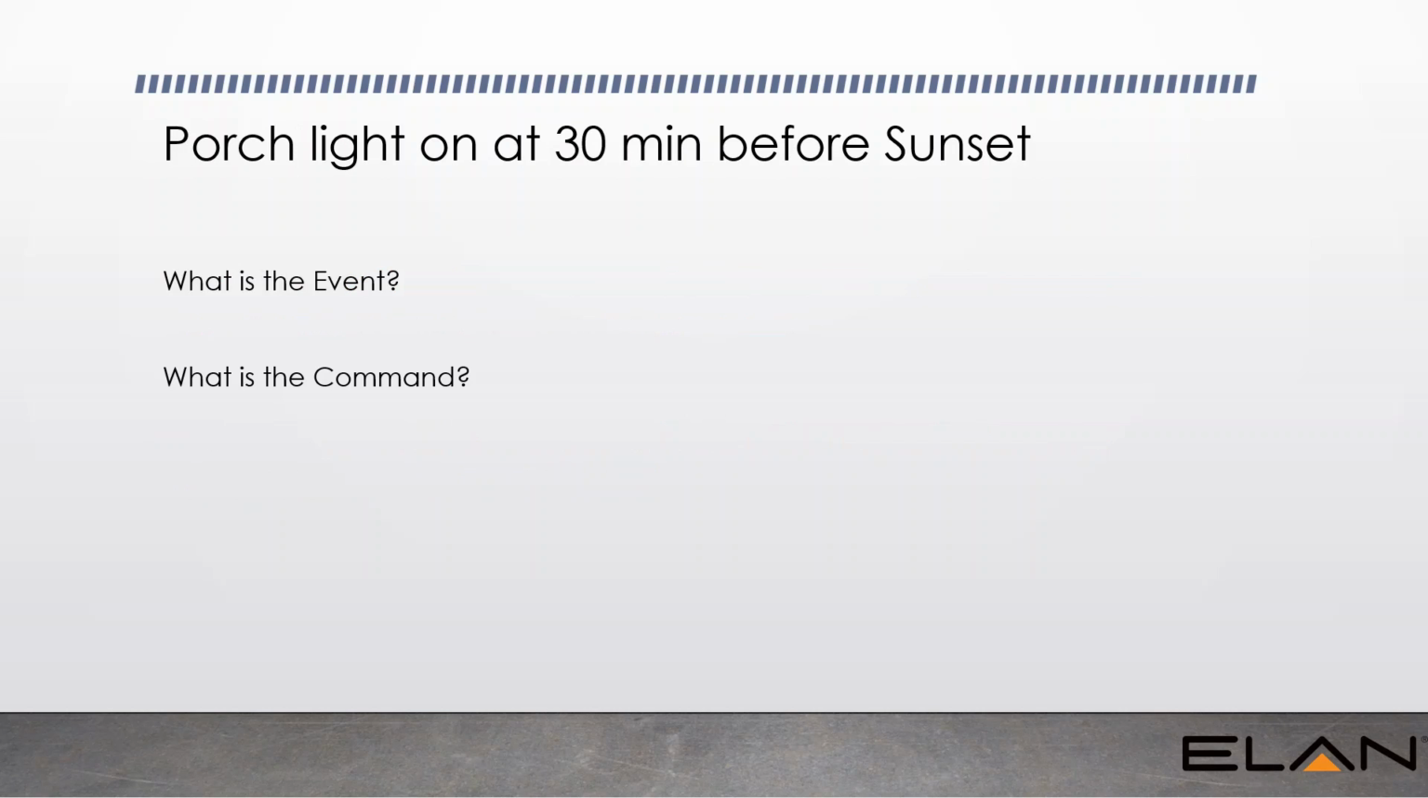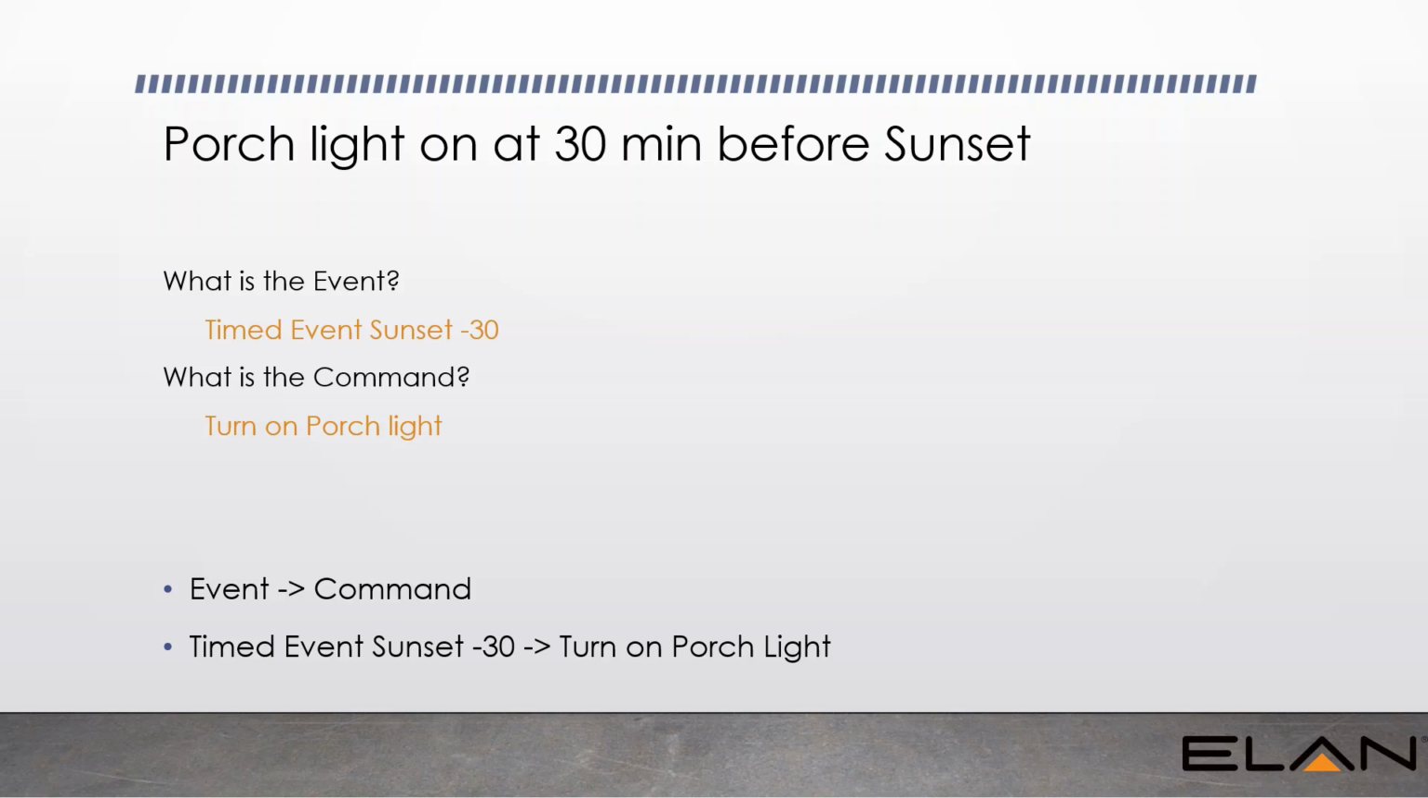So let's refresh and look at a couple of the event maps we wrote in the last couple classes. Porch light on 30 minutes before sunset. What is the event? Timed event, sunset minus 30. What is the command? Turn on porch light. Or another way of looking at it, timed event, sunset minus 30, triggers, turn on porch light.